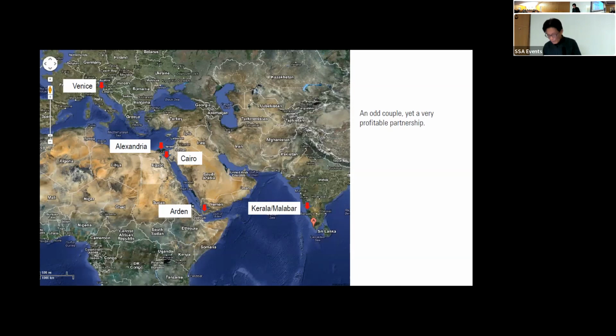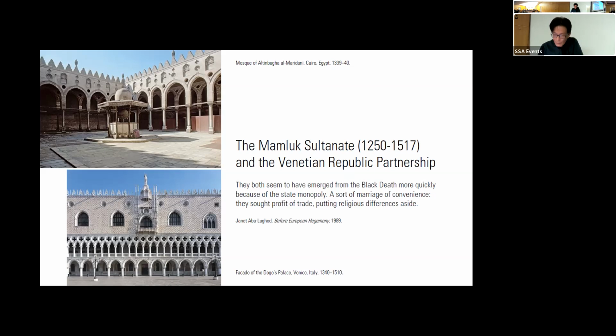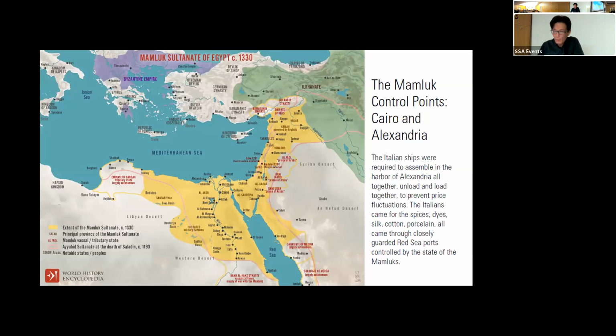It's a little bit of a strange partnership between a Christian state and a Muslim state, and the Portuguese hated Venice for that. But they made it work in a way. It was a business partnership, and the Mamluk state controlled the Italian trade, both from Genoa and from Venice. They allowed them to come in at specific times and in specific numbers, and they wanted to control the prices at which the spices could be sold and bought.